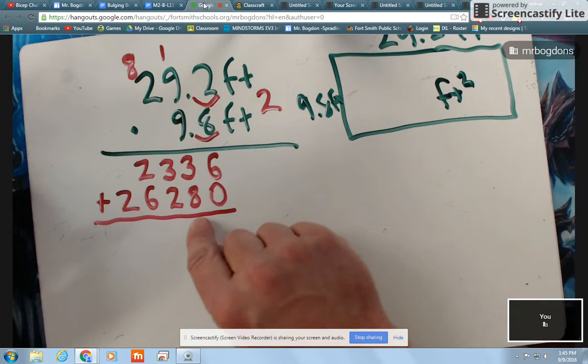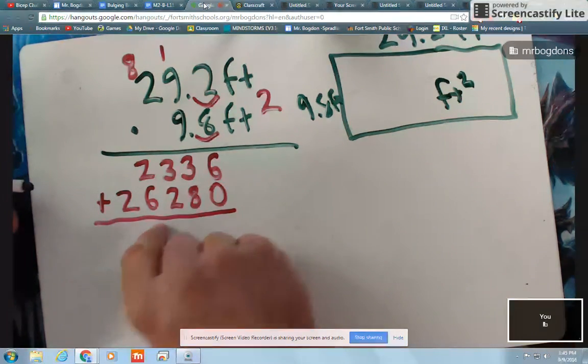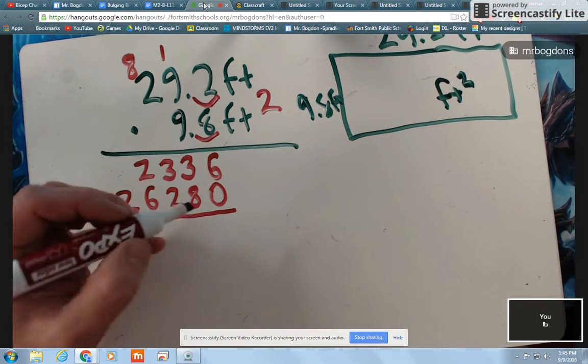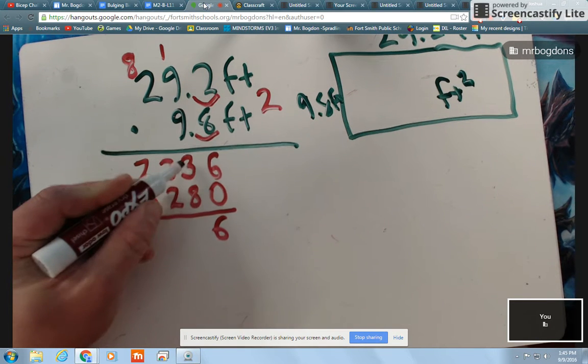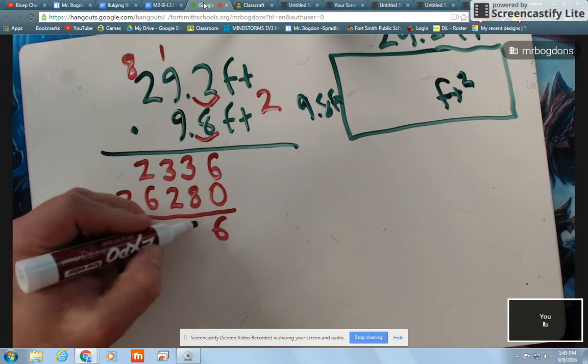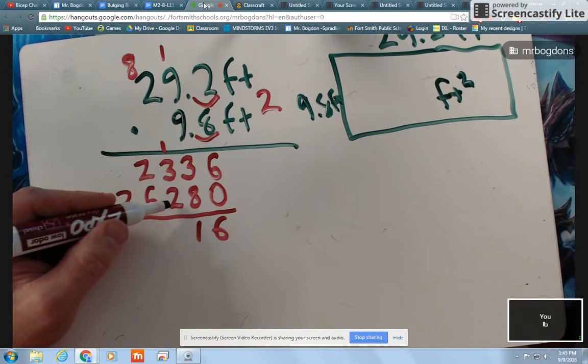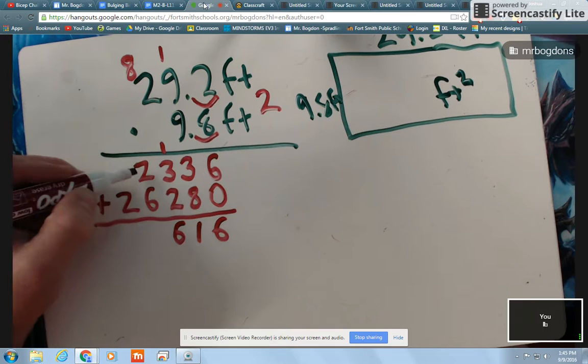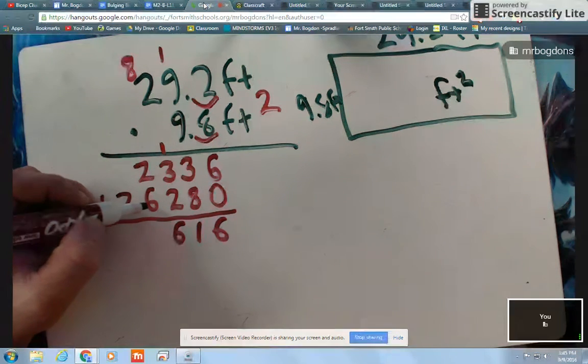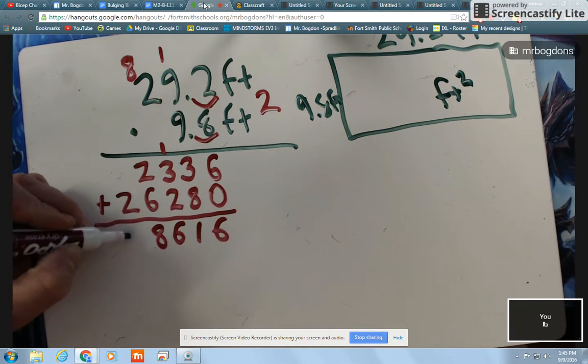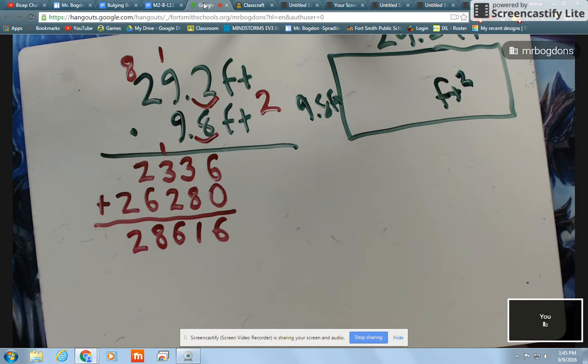Ones plus ones, tens plus tens, hundreds plus hundreds, thousands plus thousands. What is 6 plus 0? 6. 3 tens plus 8 tens, 11 tens. 100 plus 300 plus 200, 600. 2,000 plus 6,000, 8,000. And 2. All right.